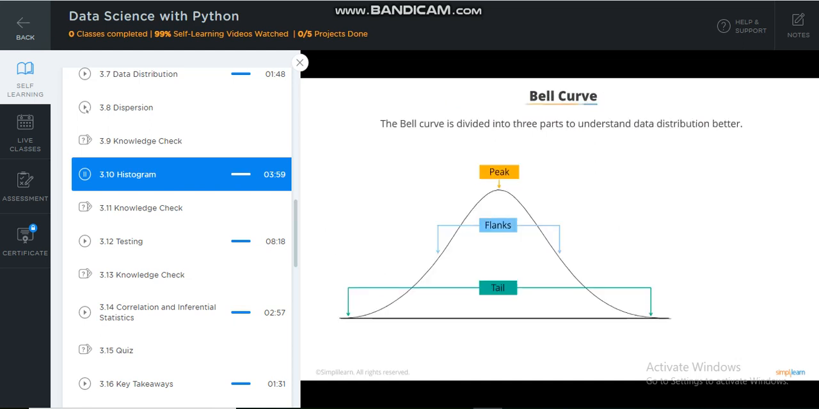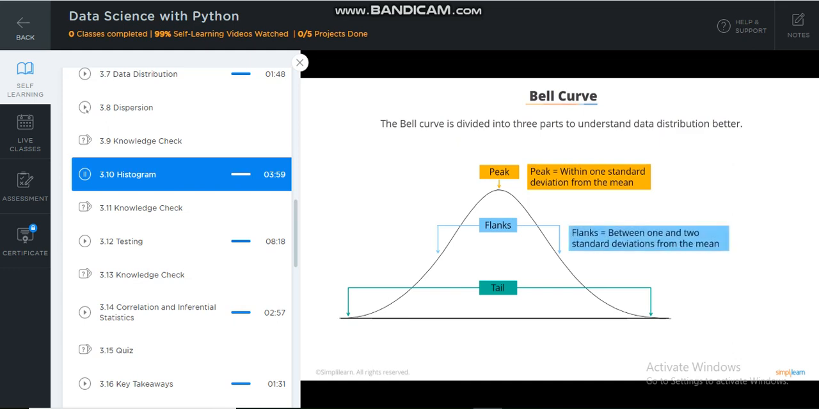The bell curve is divided into three parts to understand the data distribution better. Peak: it's where most of the observations occur. Generally, the peak is within one standard deviation from the mean. Flanks: they are the areas beyond the peak, but between 1 and 2 standard deviations from the mean. Tails: they refer to the area far from the center of the distribution and considered to be beyond 2 standard deviations from the mean. Usually, 5% or less data falls under this.